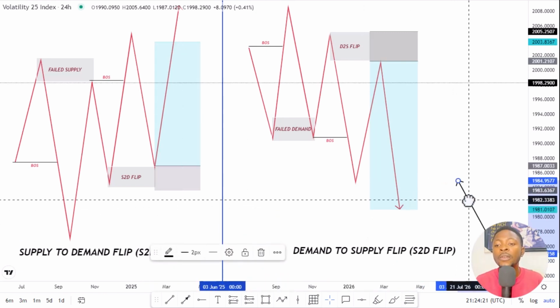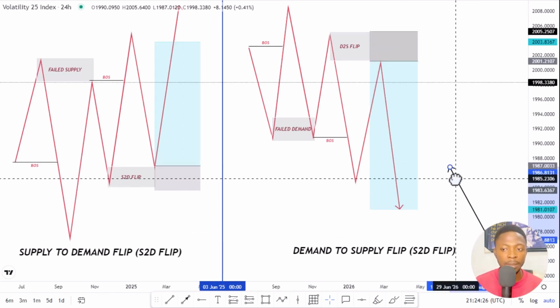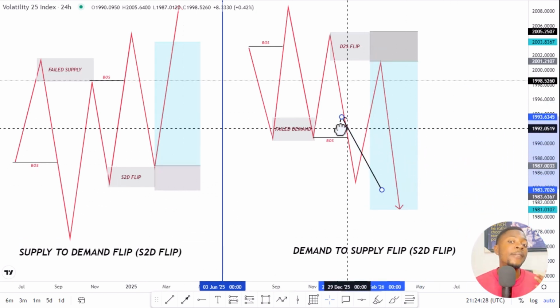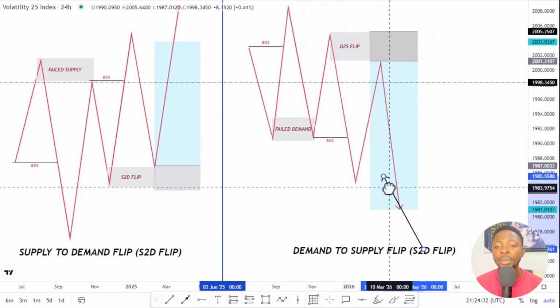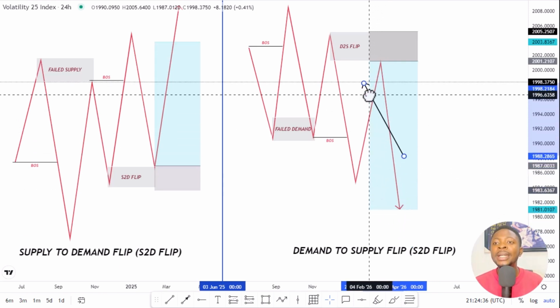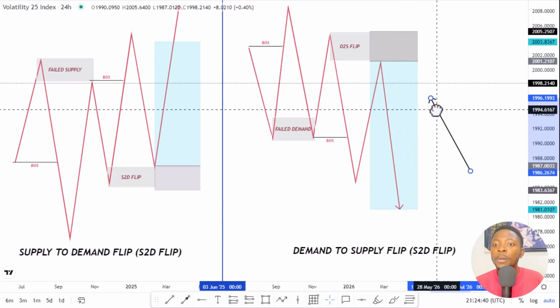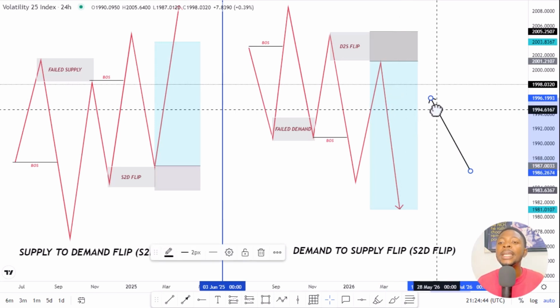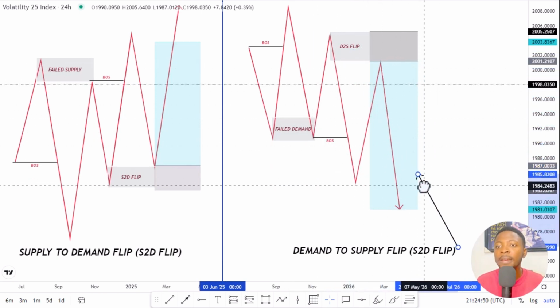All right, so for the demand to supply, you want to see a valid demand. You want to see a proper reaction from that valid demand, then a break of that particular demand zone. So the supply zone that is responsible for the break of that demand zone becomes your demand to supply flip.